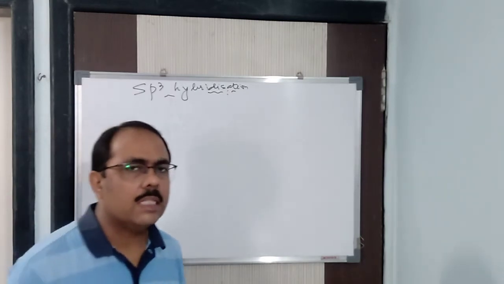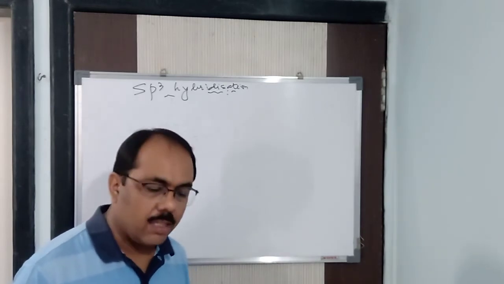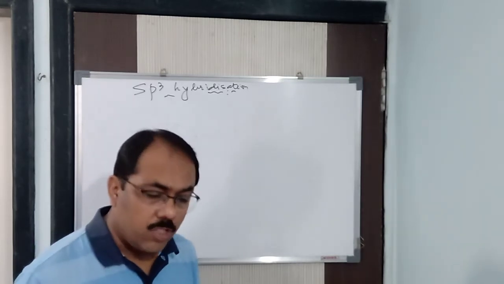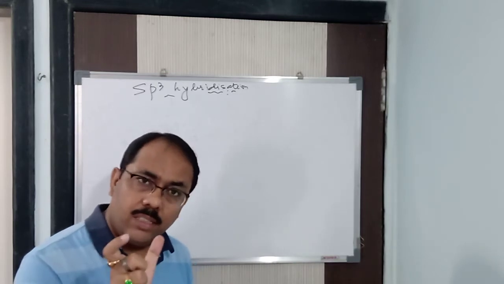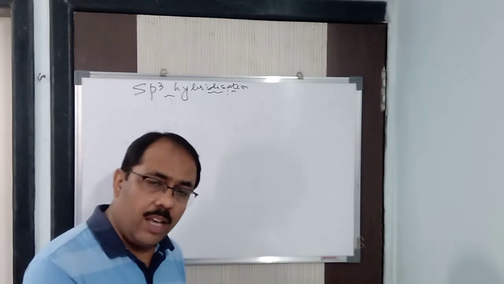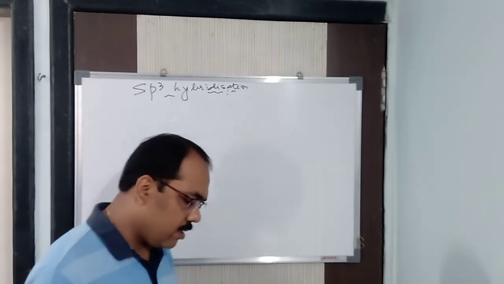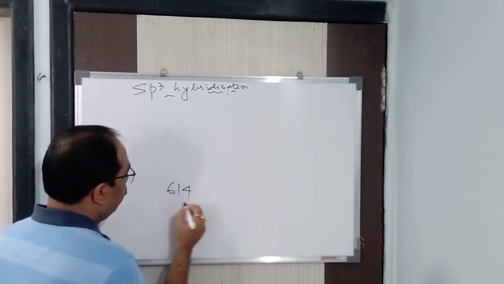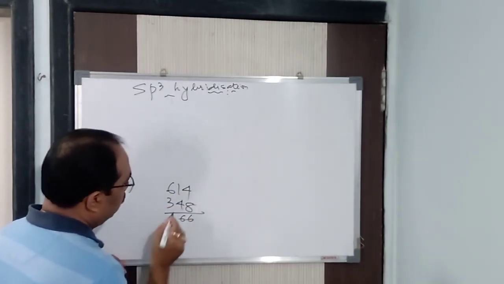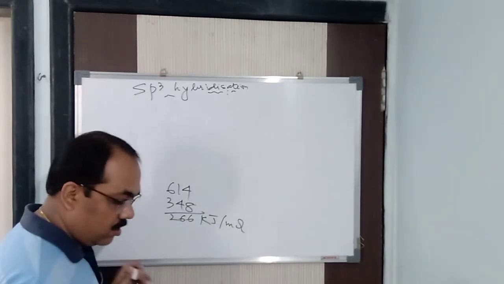What is the difference between alkanes and alkenes? Alkanes have a carbon-carbon single bond, alkenes have a carbon-carbon double bond. I said the carbon-carbon double bond is 614. In a double bond, one is sigma, another is pi. So if you subtract these two, you will get the energy for the pi bond. That was 348 for carbon-carbon single and 614 for carbon-carbon double. You subtract it. 614 minus 348. 14 minus 8, 6. 10 minus 4, 6. 5 minus 3, 2. So 266 kilojoules per mole.